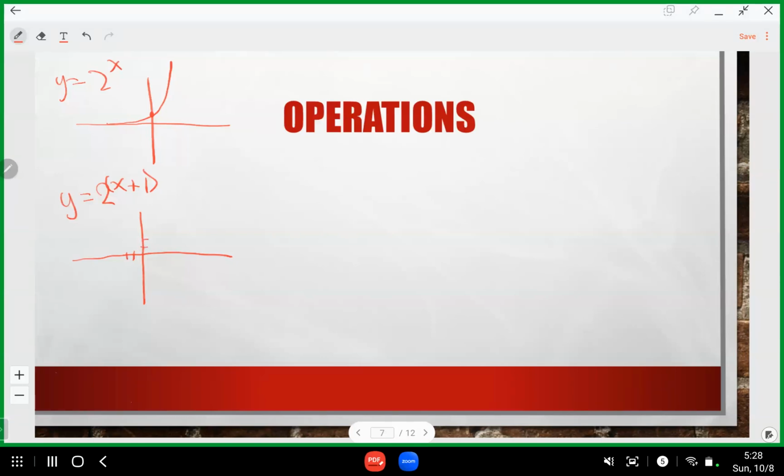So a lot of times when you have operations on functions, it is good to note the reference point. That is where it is. That is where the most important things are. So the reference point is going to move to the left by 1 unit, and naturally, the other components of the graph shift accordingly as well. So let's look at some other operations that are here and what they look like.